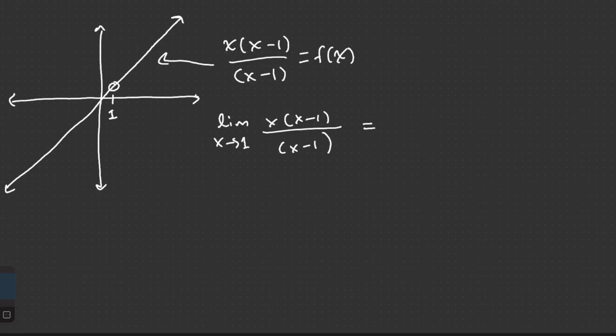Well, the limit is just, you cancel out the x minus 1, limit as x approaches 1 of x, and then you just get 1, right? Simple. But notice how technically this graph is not defined at 1. So you're not evaluating the function at x equals 1. You're looking at the behavior of this function as x approaches 1. That is a key distinction between a limit and evaluating a function at a point.